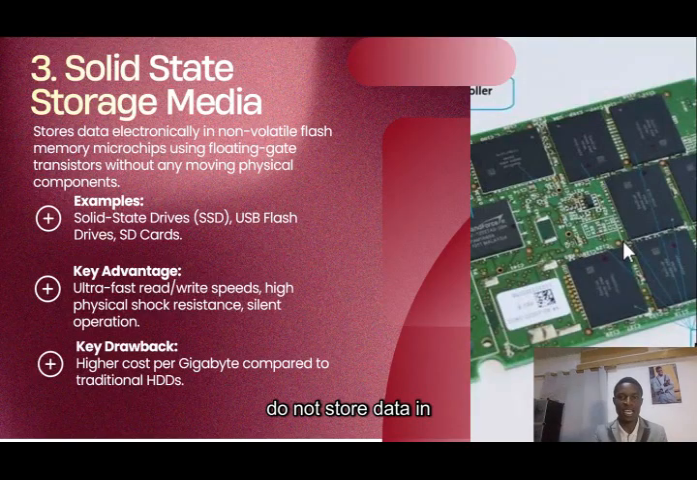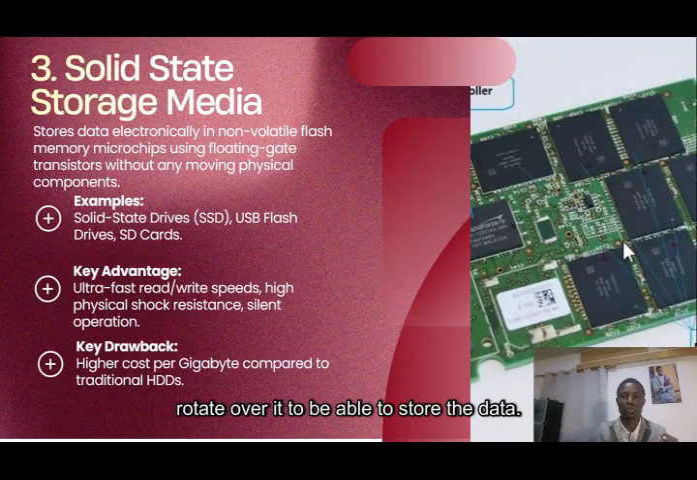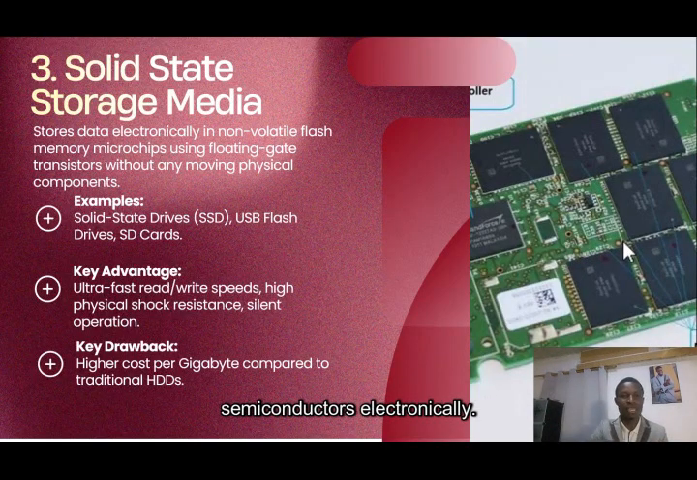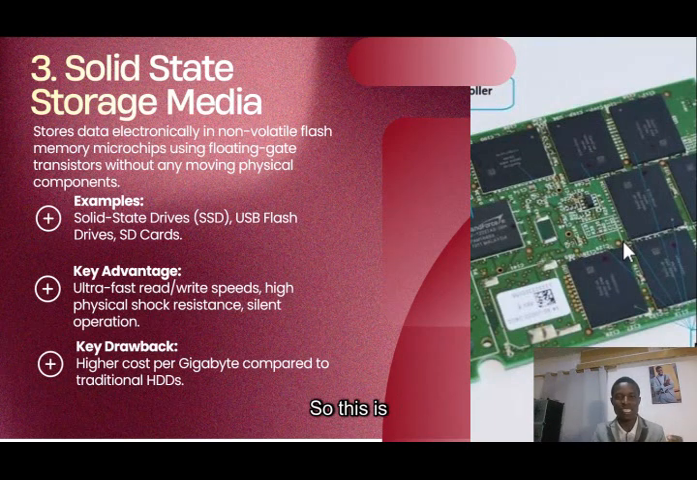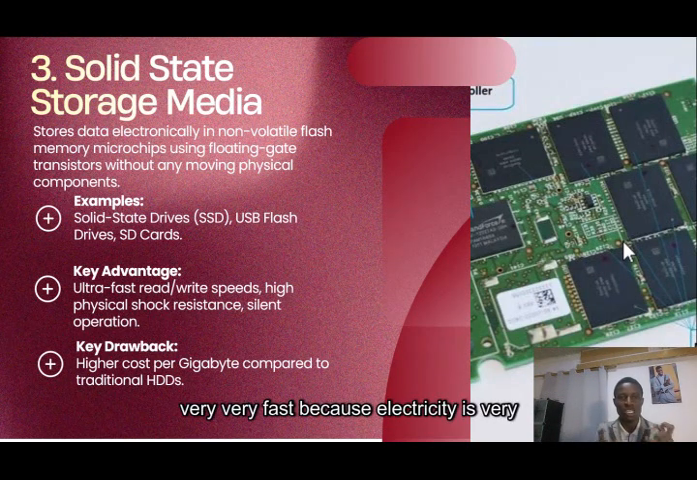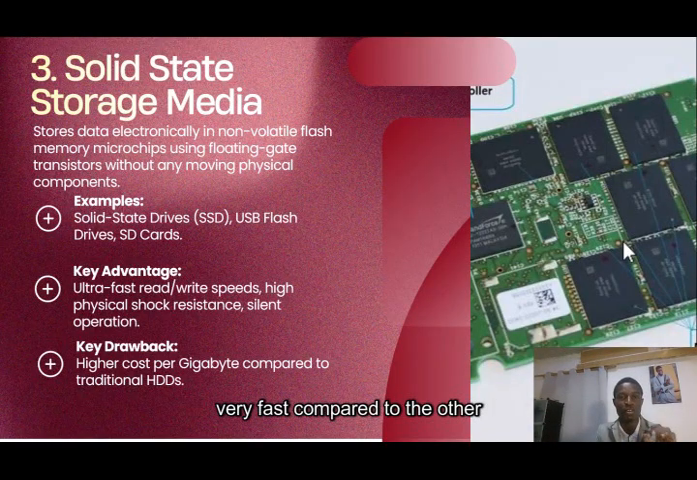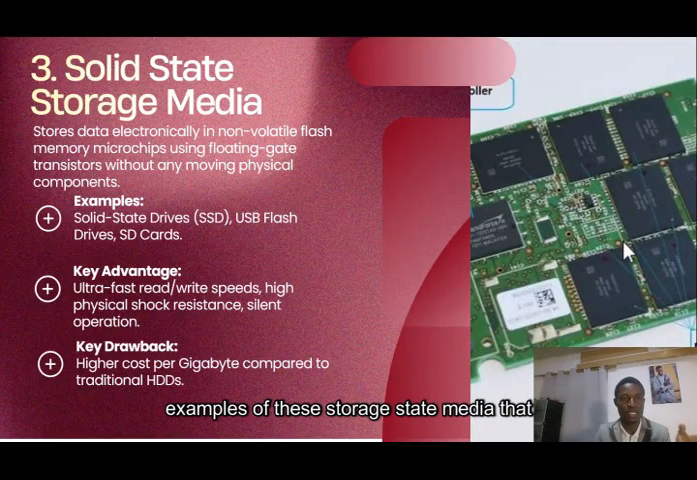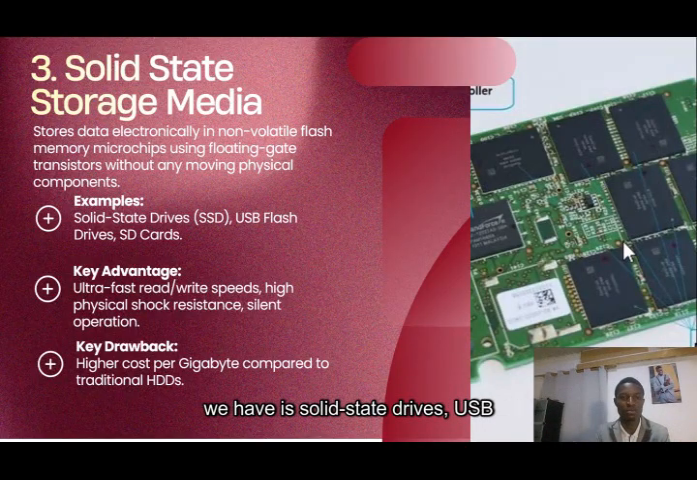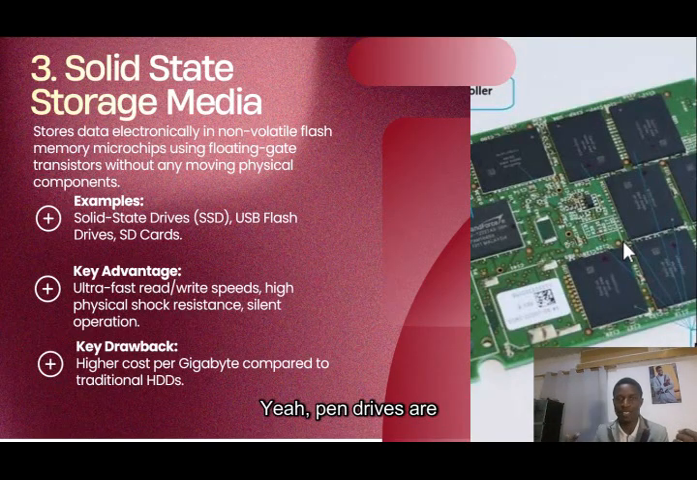They do not store data on magnetic platters and then require a magnetic head to rotate over it to store the data. This one stores data in semiconductors electronically. So this is very fast, because electricity is very fast. This makes solid state media very fast compared to the other mass storage media that we have. Examples are solid state drives, USB flash drives, and SD cards. We all know pen drives. Yeah, pen drives are examples of solid state storage media.